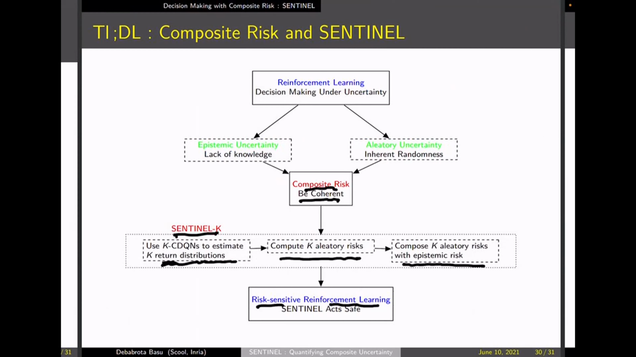And even with that, we get good performance, and you can see that, yeah, Sentinel acts safe. So our whole purpose of proposing this, that a proper quantification of uncertainty and proper estimation of that will lead to a safer decision-making process, is almost near to being achieved. So yeah, that's it from my side. Any question, anything that you would like to ask?